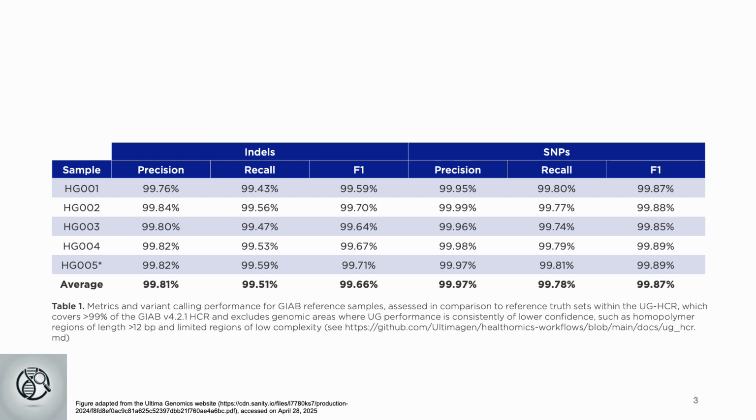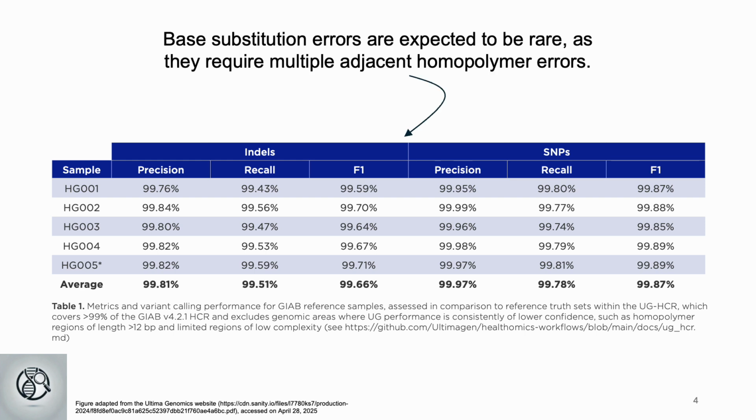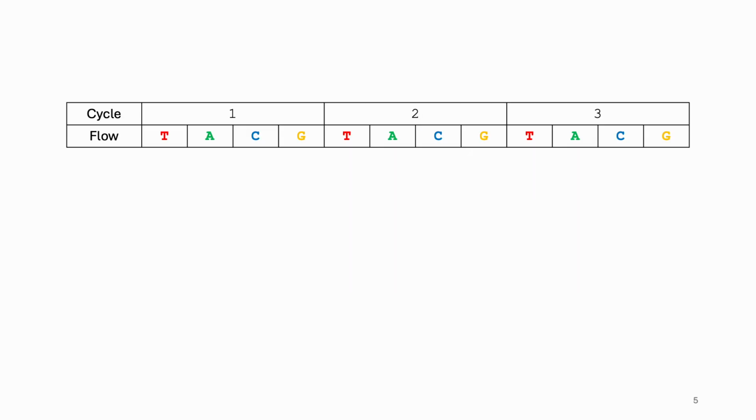false variant calls. It turns out that false variant calls, specifically base substitution errors, are expected to be rare in UG100 data. This is because such errors typically require adjacent homopolymer errors, which are less common in flow-based sequencing. To understand this better, let's look at how flow-based sequencing works.